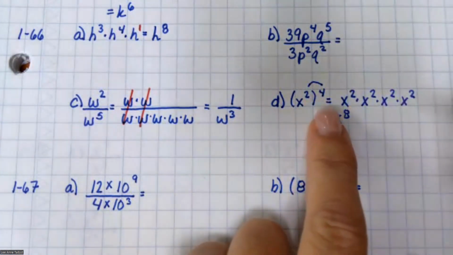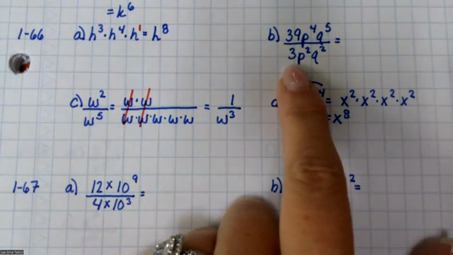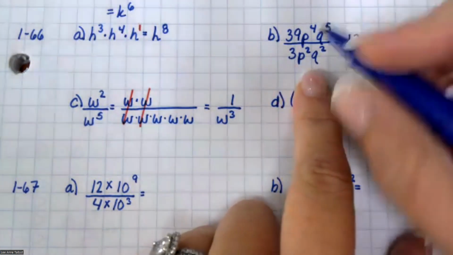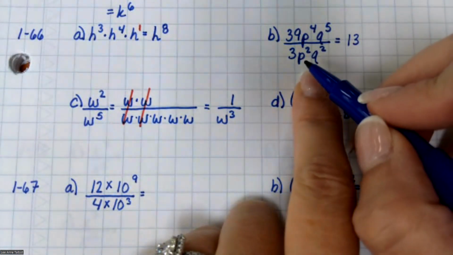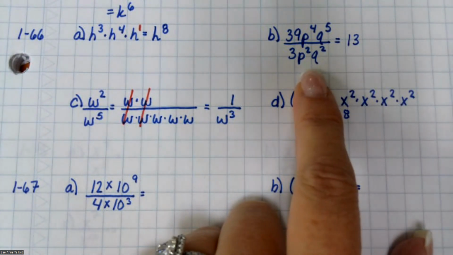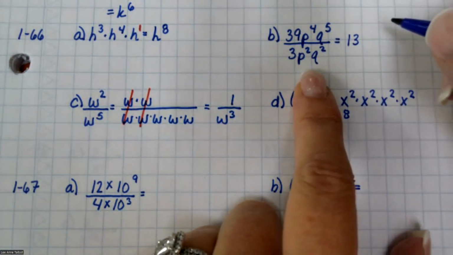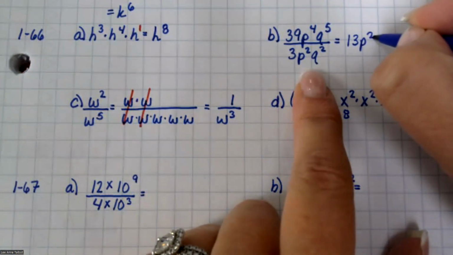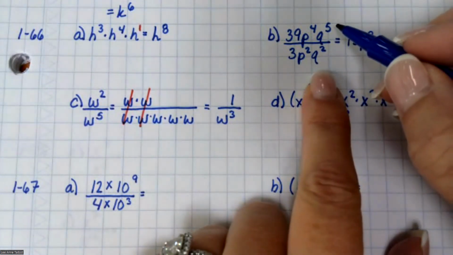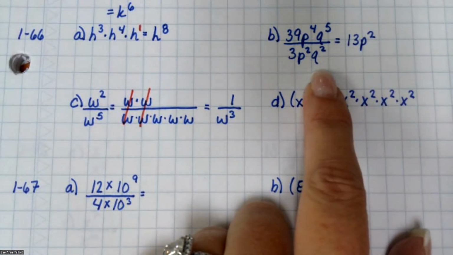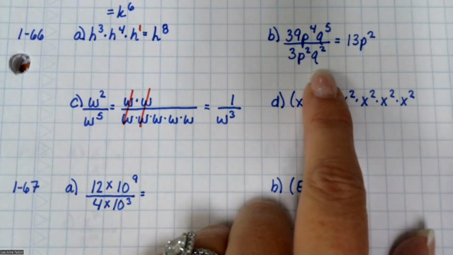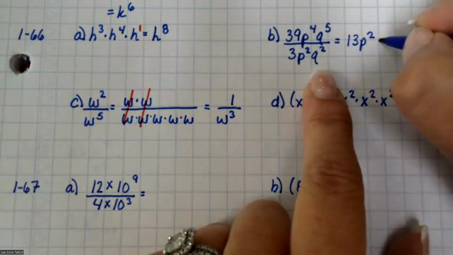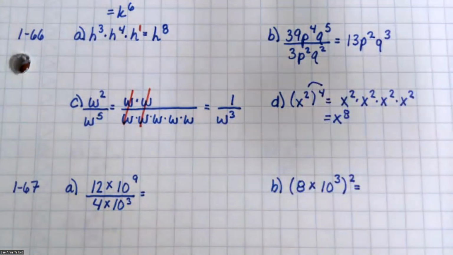This one we can do fast. What's 39 divided by 3? 13, beautiful. And if I have 4 P's on the top and 2 P's on the bottom, how many P's will be left over? 2 after I cross them out. And if there's 5 Q's on the top and 2 Q's on the bottom, 3. There's 7 total, but you're going to cross 2 of them out. Okay.